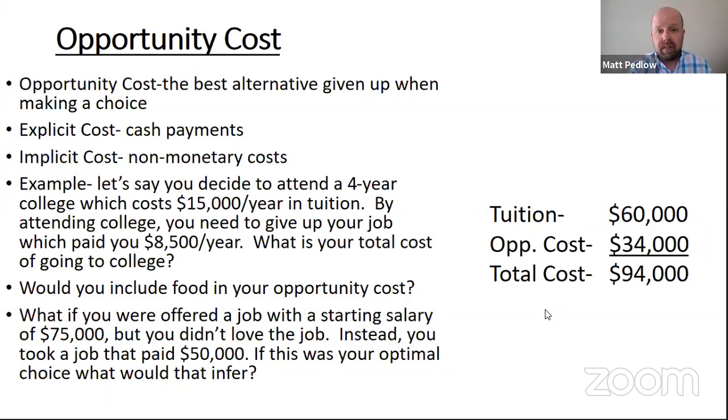What if you take that $50,000 a year job? Now, what does that tell you? Don't say, well, it tells you you're an idiot or you're irrational. What if you're not? What if this is a rational choice? What if it's your optimal choice? Your marginal benefit equals your marginal cost. What would that mean? And going back to that implicit benefit, that non-monetary benefit, it means that you value that other job at least $25,000 more than they're paying you.